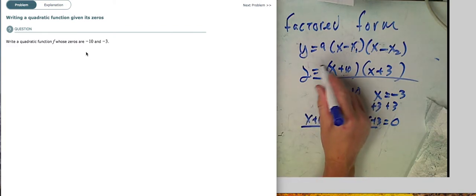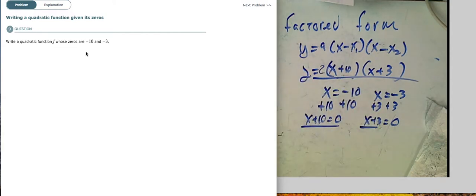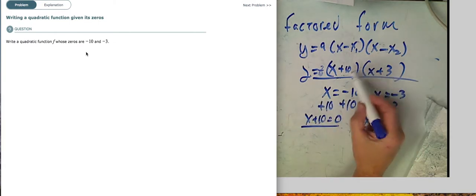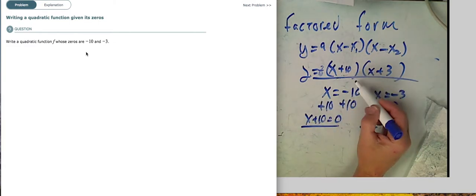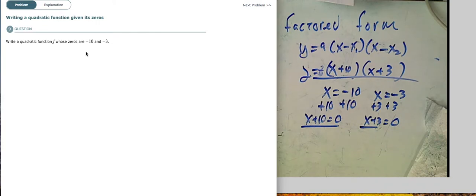Now it could have all kinds of stretches and flips and all that kind of stuff, but it will always have those roots. Now you don't need to FOIL it out or anything. You can just leave it just like that. Let's look at one more of these problems.